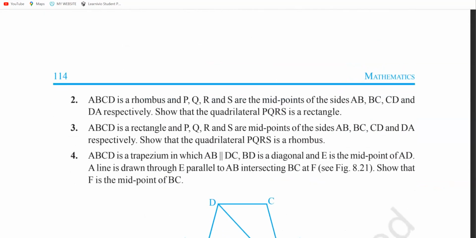Alvina, do this question number 2 on your own and send it to me. Do it in the question group.